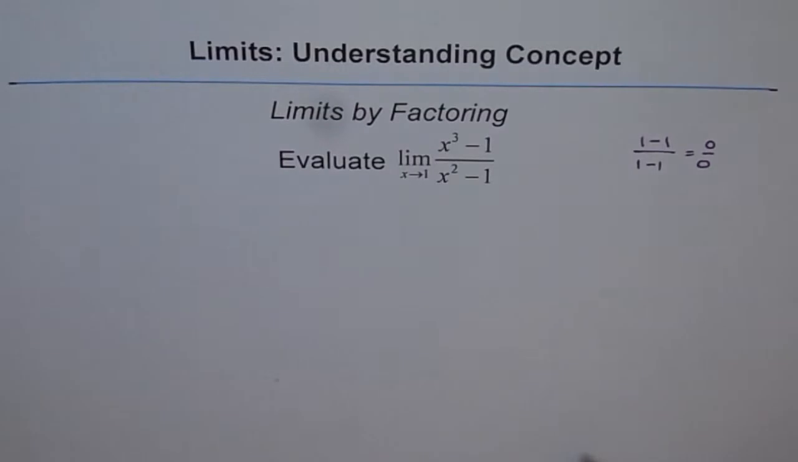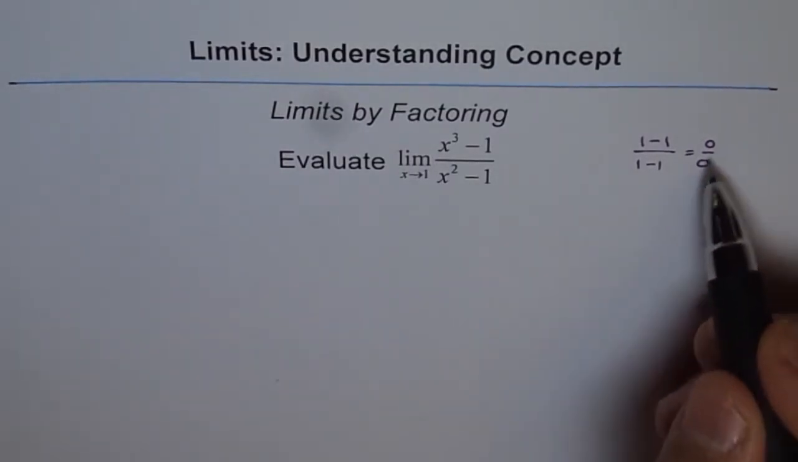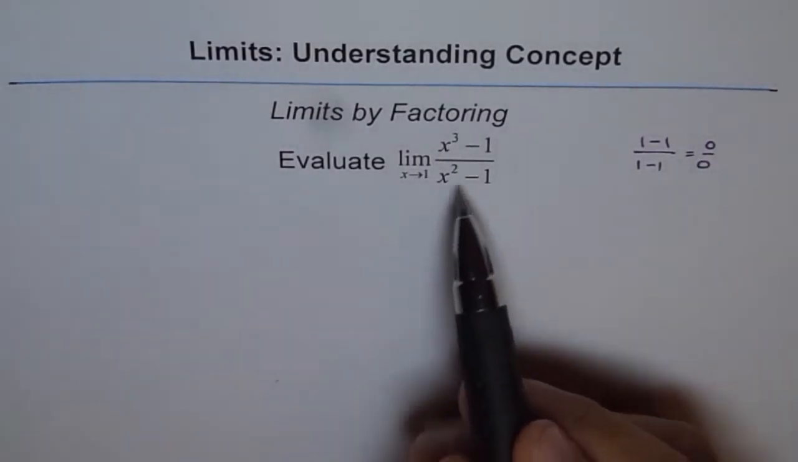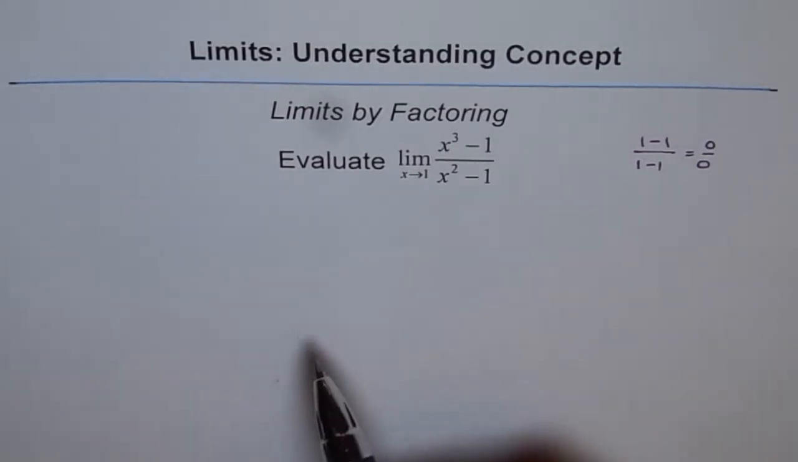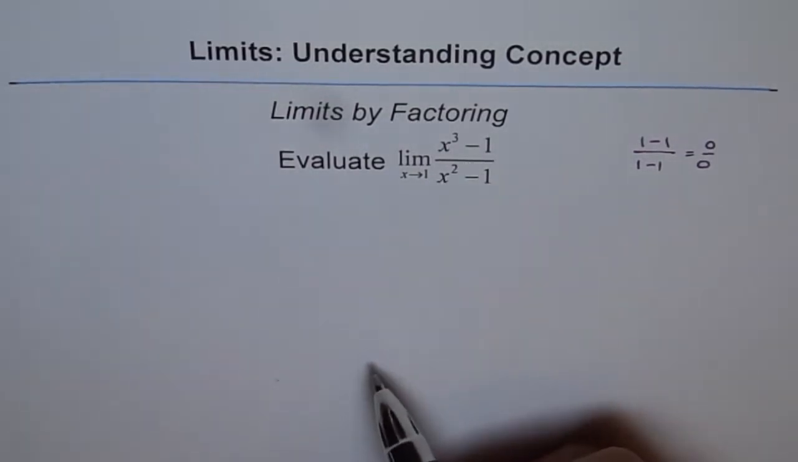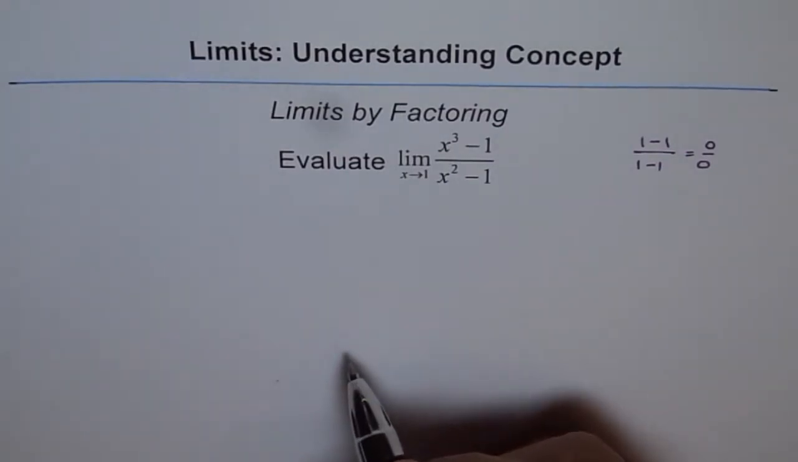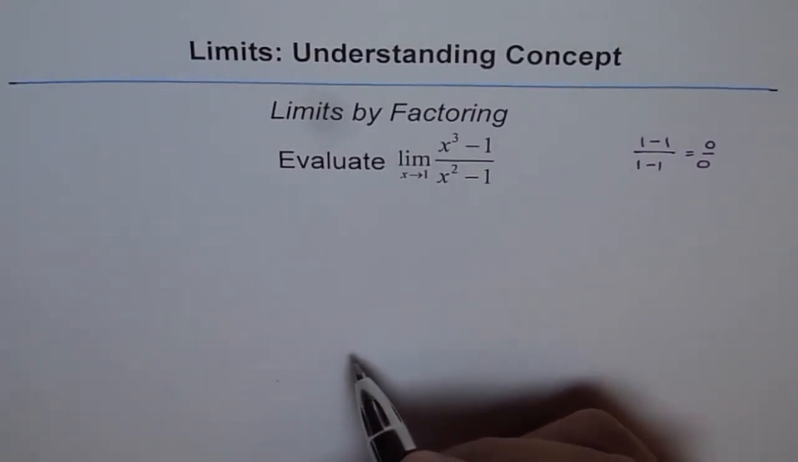So 0 over 0 is meaningless. And that also suggests that 1 is a factor of the numerator and 1 is also a factor of the denominator. That means we can simplify this expression by factoring. So that's the whole idea.